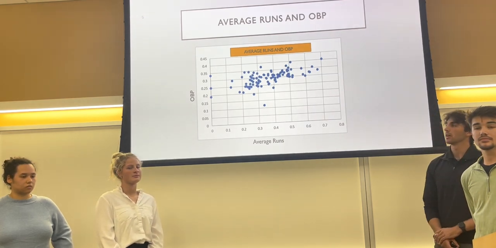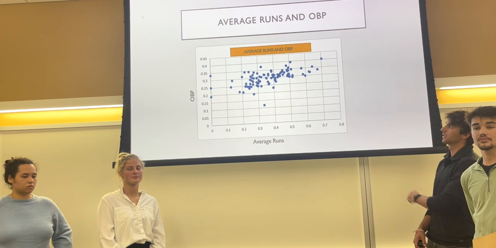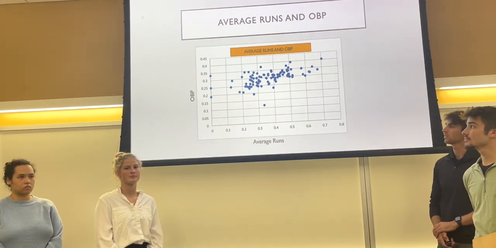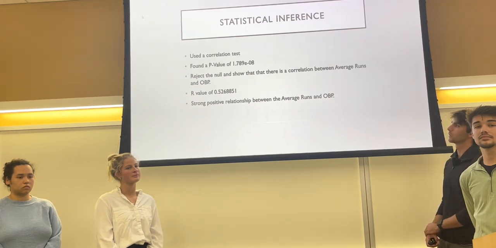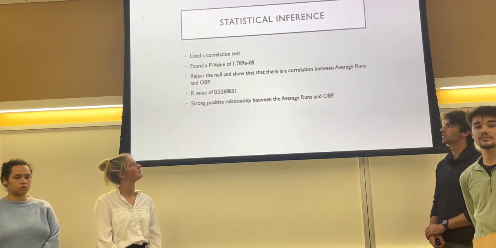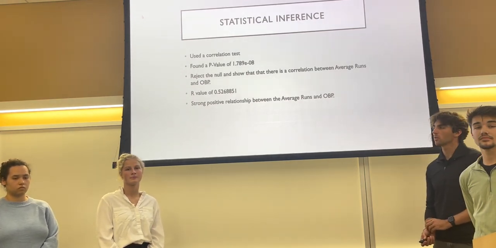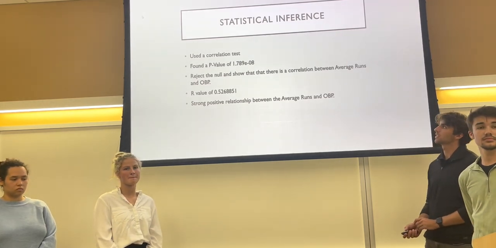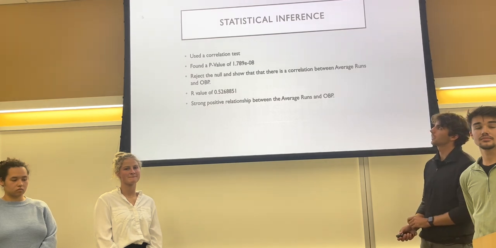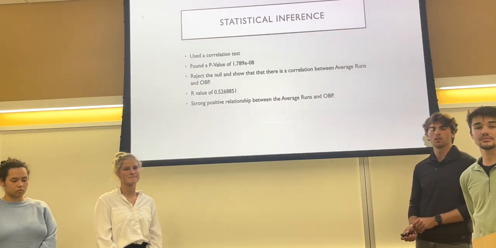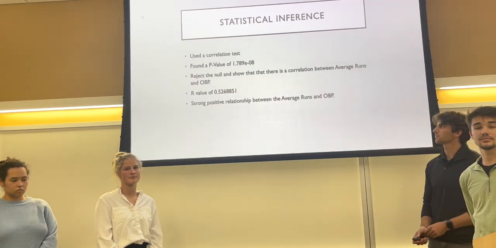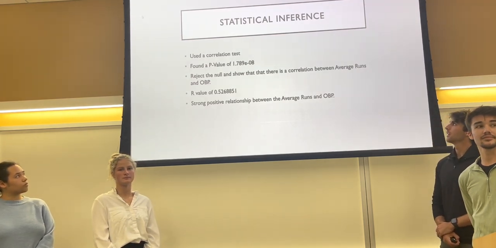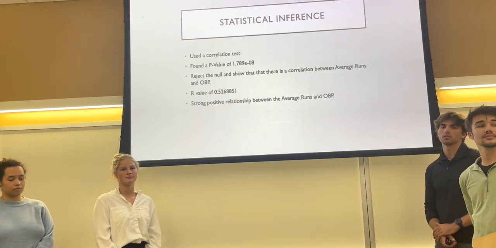And from these two variables, we get this graph, and you can see there's a little cluster there. So you can obviously see that there is a correlation of some sorts, and that just shows with our R value of 0.52688851, showing that there is a strong positive relationship between average runs and on-base percentage. And then on top of that, we used a correlation test and found a p-value that was very small, much smaller than our 5% rule. So that tells us we need to reject the null hypothesis. And it shows that there is a correlation between average runs and on-base percentage.